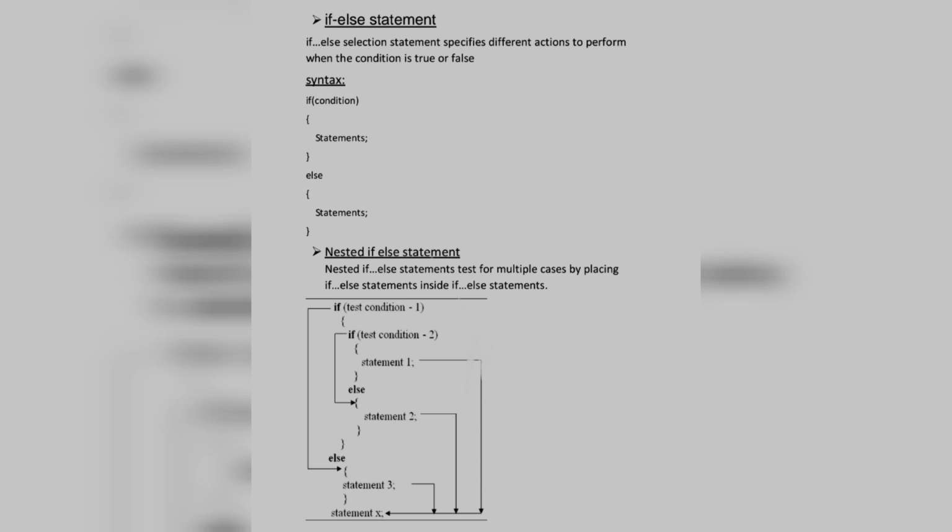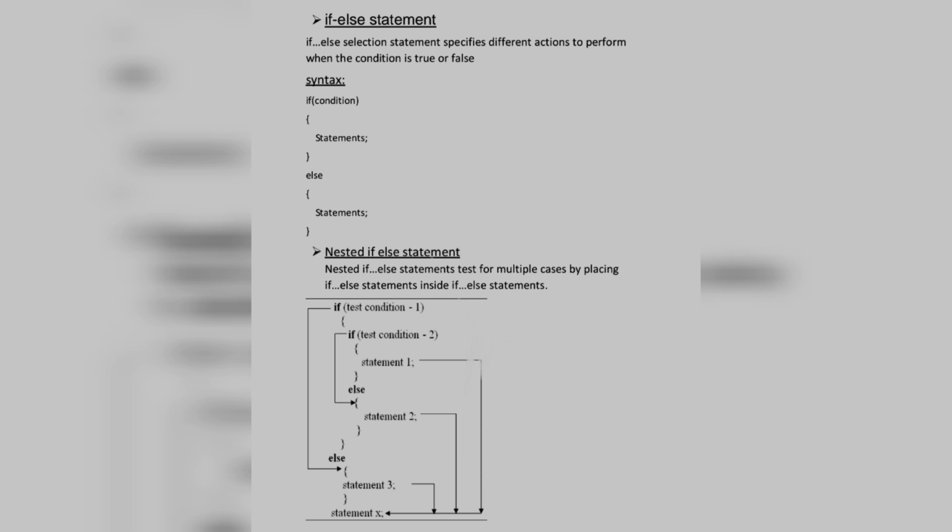Next, nested if else statement. Nested if else statements test for multiple cases by placing if else statements inside if else statements. Now, the syntax for it is if, in the brackets we write the test condition 1, and then we open the braces, and in that we write the if again.